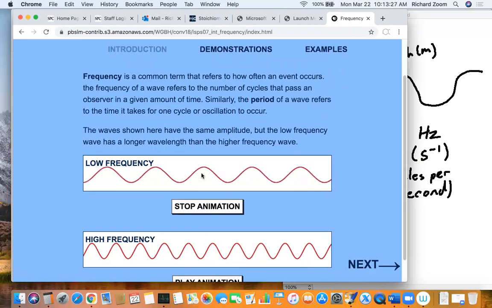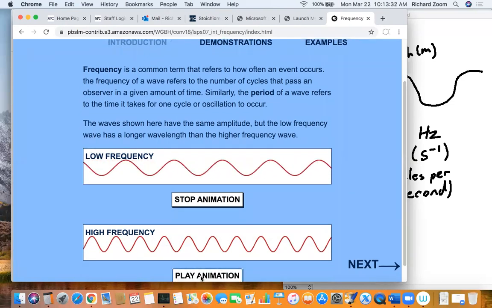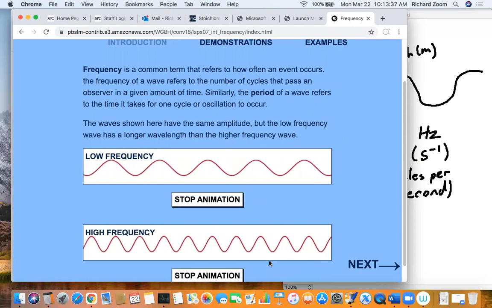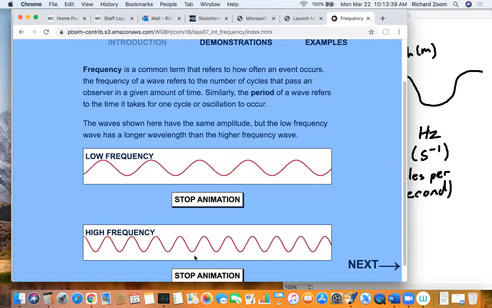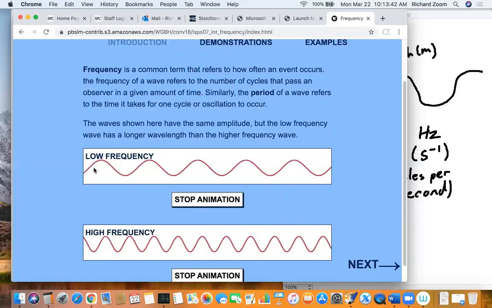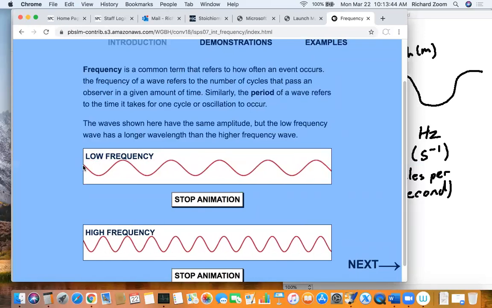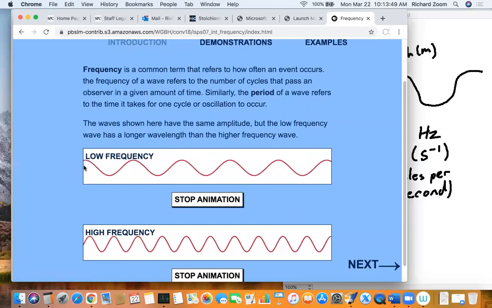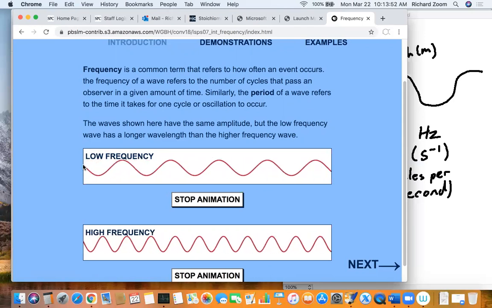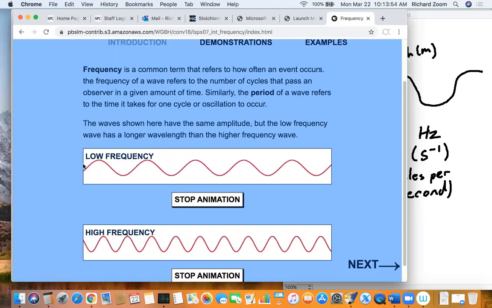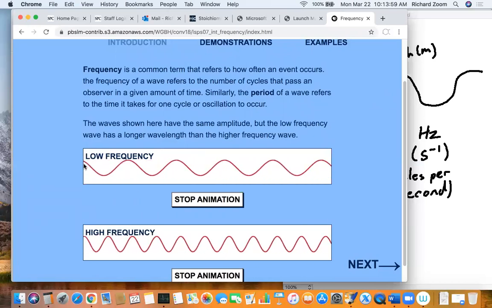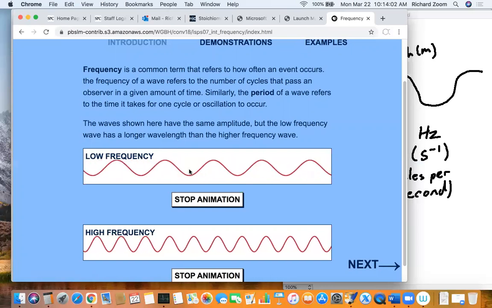So this is low frequency. Let me play the animation on this one too. And this one's high frequency. Now what's important here is these waves are traveling at the same speed. But what you'll notice in the case of the low frequency, if we're just taking this point here, fewer of the tips of the peaks go past this point in 1 second. So what you're seeing here is the relationship between frequency and wavelength.